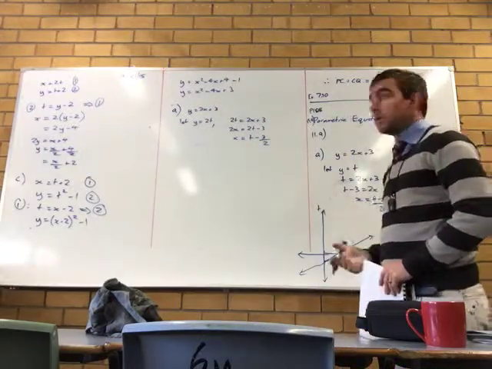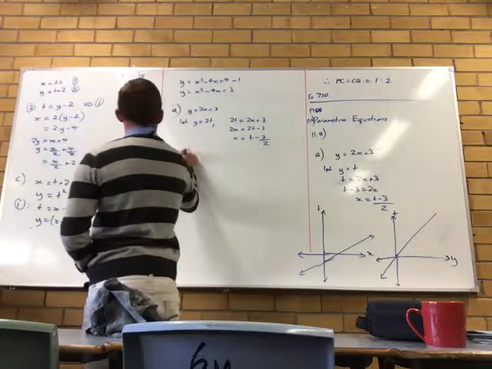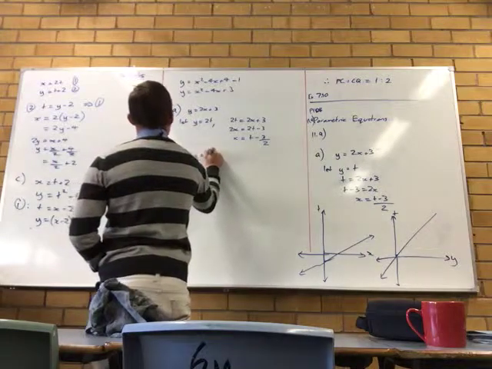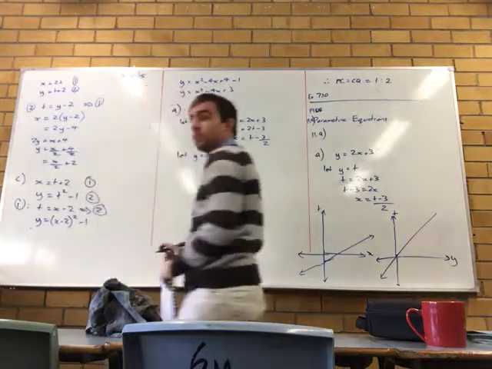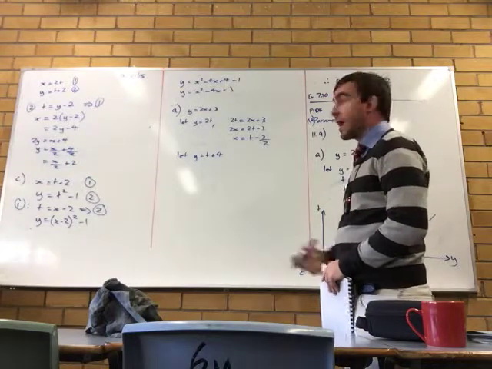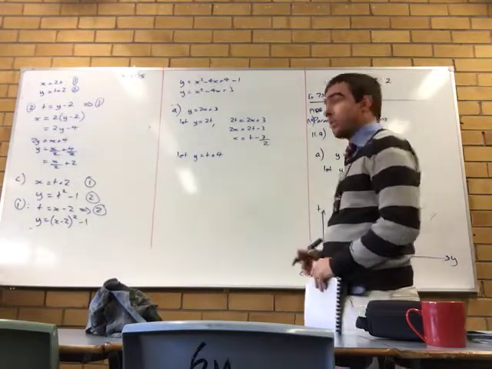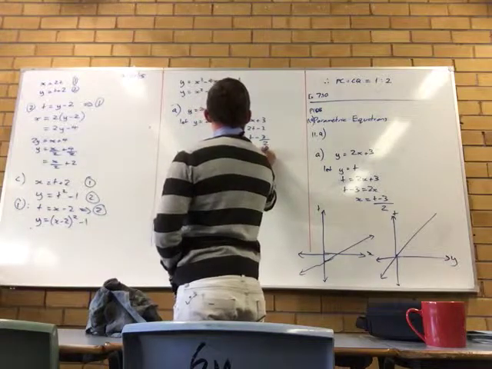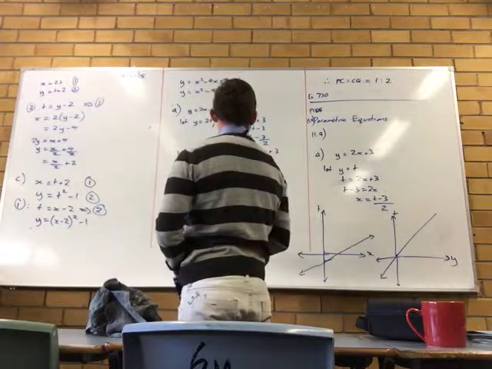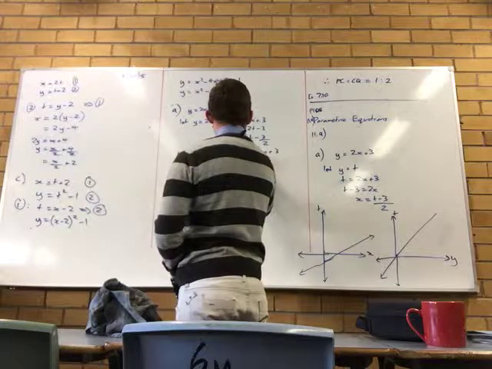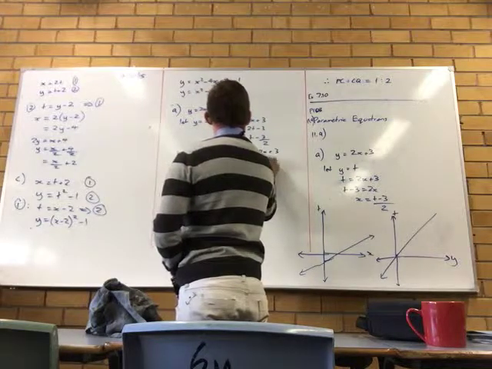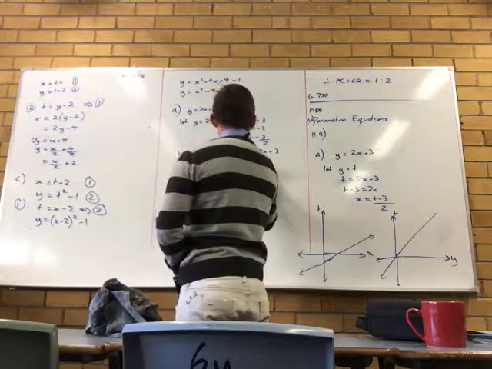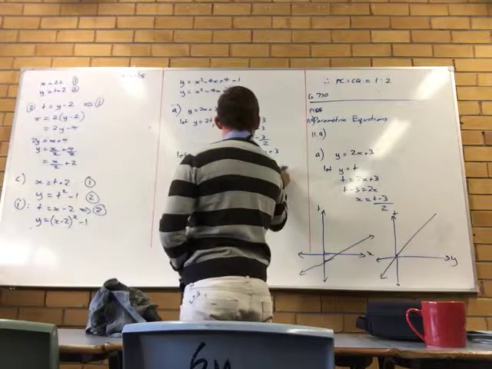It doesn't matter what we do. If I let y equal t plus 4, for example, I can write the value for x using that parameter. So t plus 4 is 2x plus 3. So t plus 1 is 2x, and x is going to be t over 2 plus 1/2.